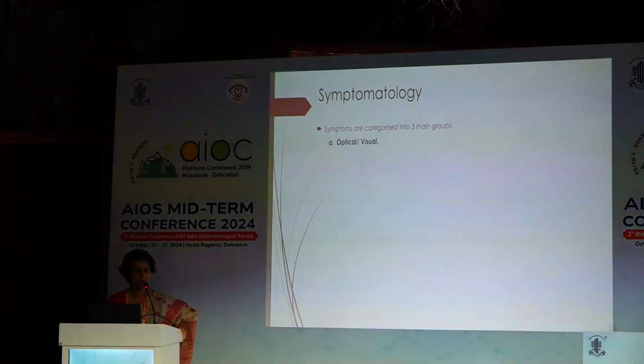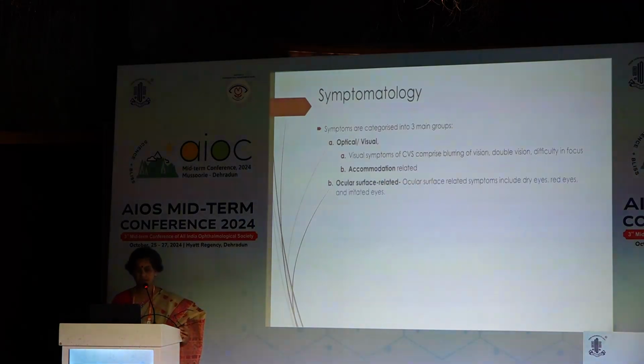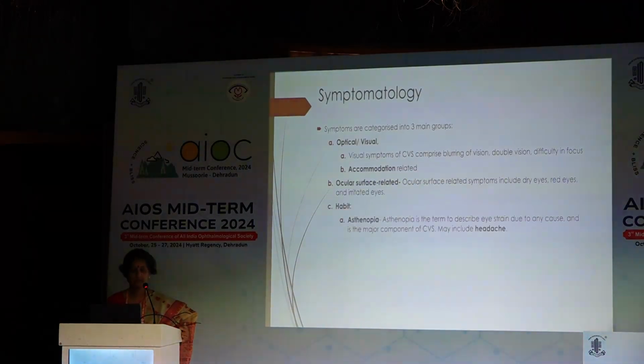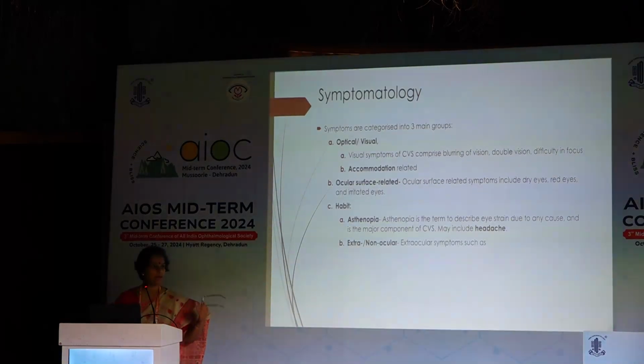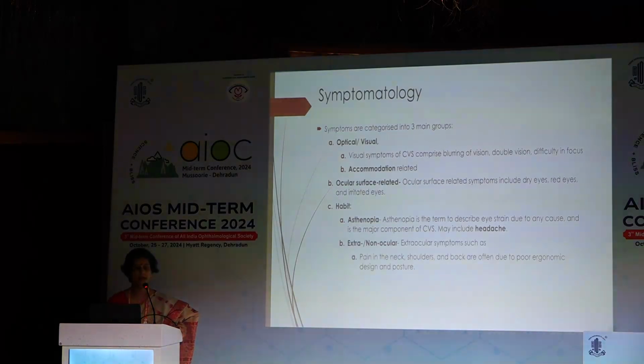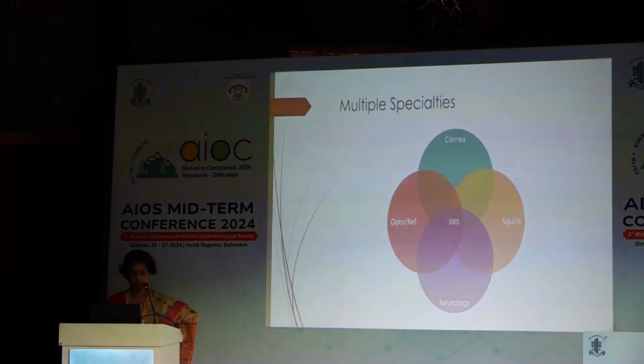So I would again, like I said earlier, divide these symptoms into optical or visual, which may be blurring of vision, double vision, focus abnormalities, and hence accommodation related. They could be ocular surface related, and of course habitually there can be the position, the lighting, the timing, and all the non-ocular symptoms, including pain in the neck, back, shoulders, posture, even sleep issues. All these come under the ambit of the third one.